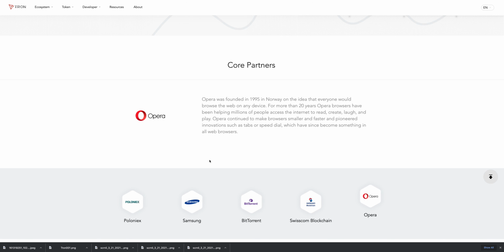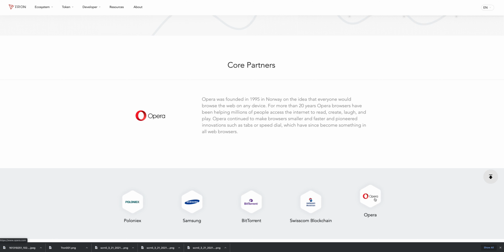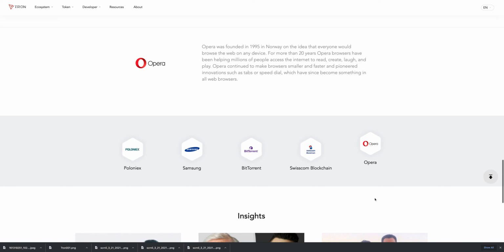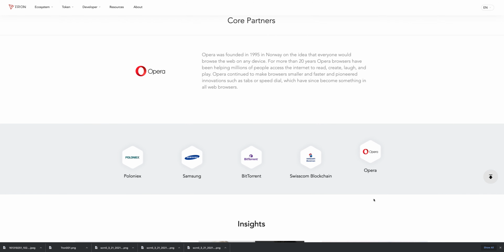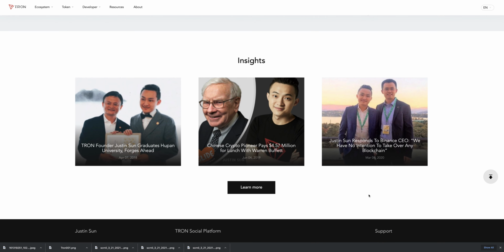Then you've got Swisscom and Opera. By the way, Opera is something I'd like to tell you more about too. It's a browser. Okay, it was founded in Norway. It allows you a lot of flexibility as far as browsing goes. I like Opera. I downloaded it. It's a little different than Google, a little different than Yahoo as far as a browser goes.